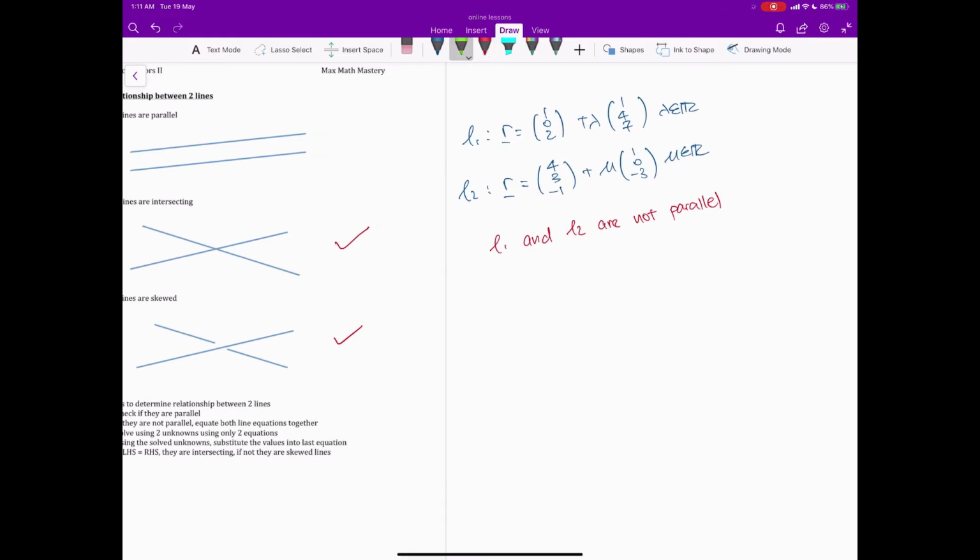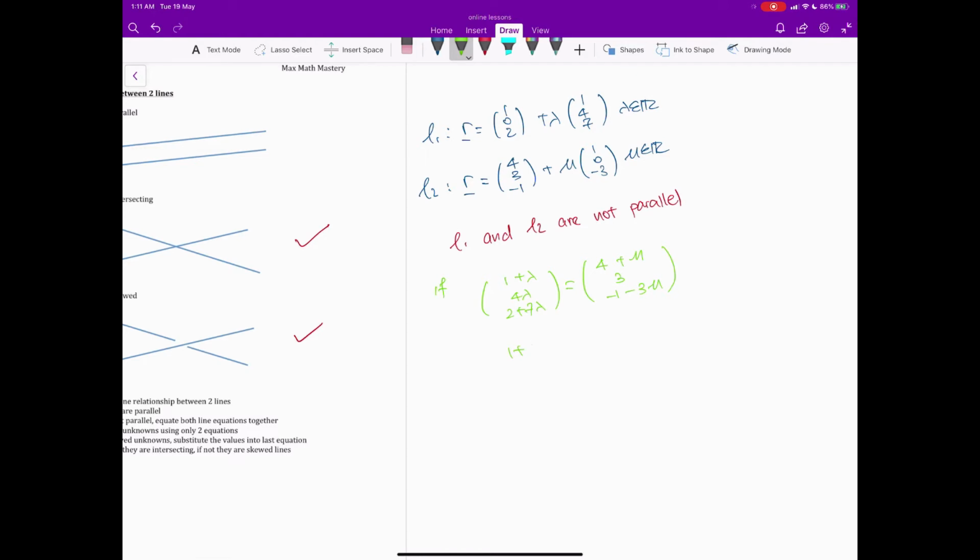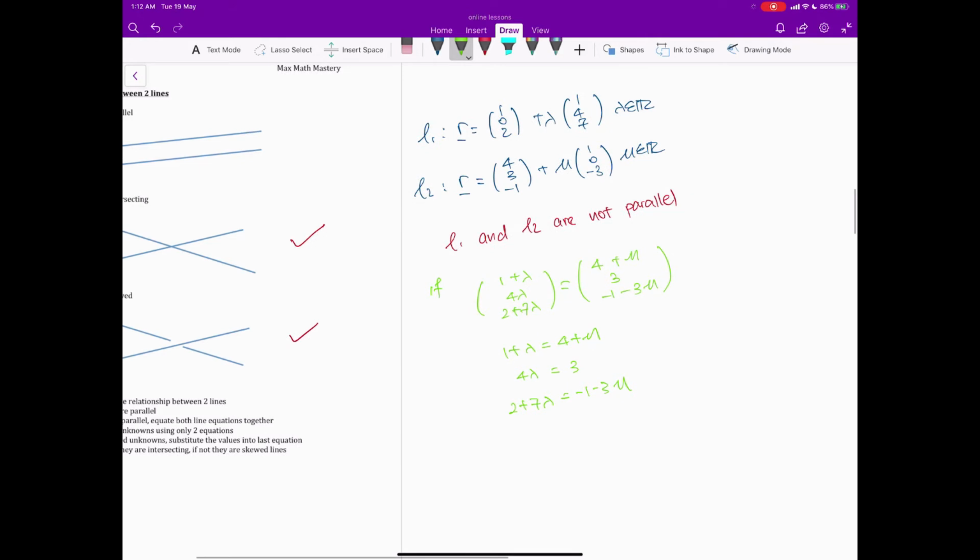What I'm going to do is assume that both of them intersect. So I'm going to equate 1 + λ, 4λ and 2 + 7λ, which is the first line equation, to 4 + μ, 3 and -1 - 3μ. By doing this, I'm assuming that line 1 and line 2 intersect. I can actually create three different equations by comparing the x component, the y component, and also the z component. Take note, I will have three equations and two unknowns, namely μ and λ.